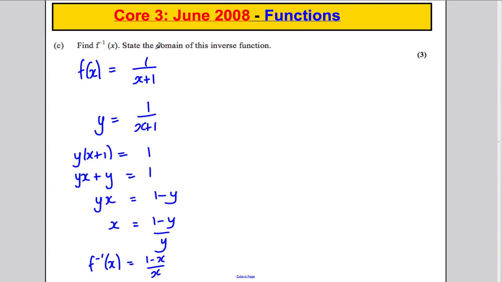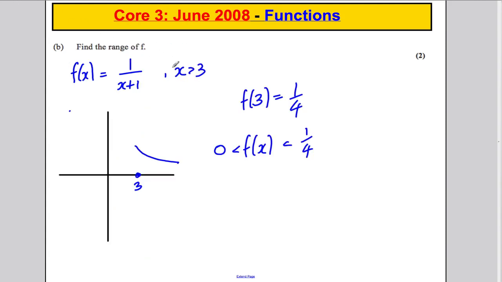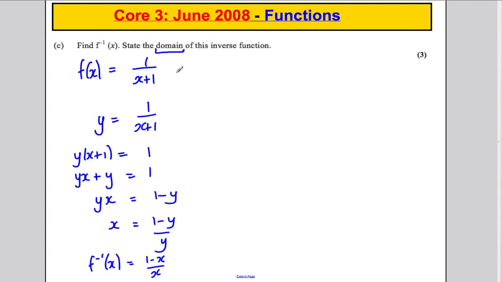Now what is the domain? Well, we knew from the previous part the range of the original function was between 0 and 1/4. And the range of the original function is the domain of the inverse. So therefore x has to be between 1/4 and 0 using that fact.